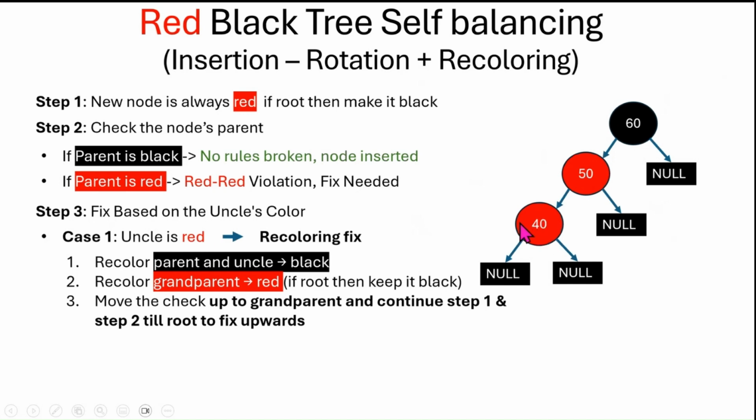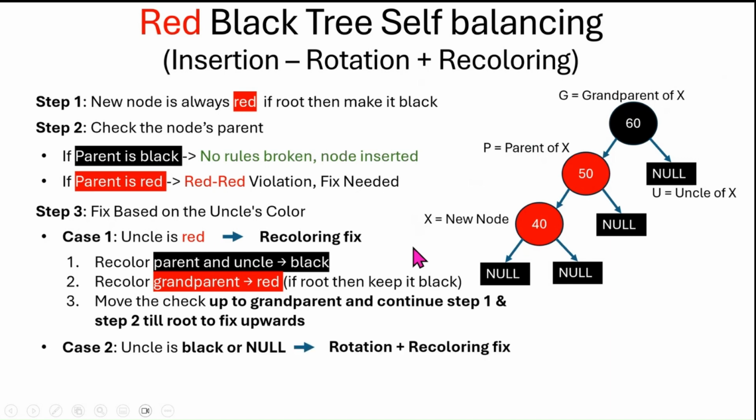So for node 40, X is a new node, right? So 40 is a new node. 50 is the parent of that new node, which is P, and 60 is the grandparent. Then what is the uncle of node X? It is this one. So the uncle of the new node is null. So if the uncle of the new node is either null or black, then we need to do the rotation because in that case, recoloring won't help, right?